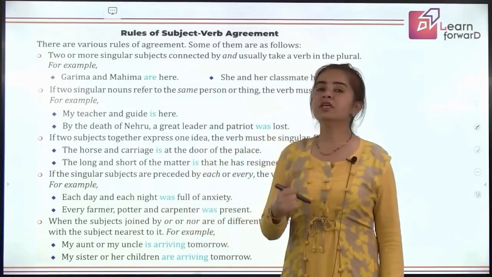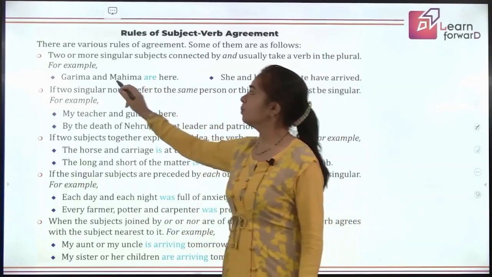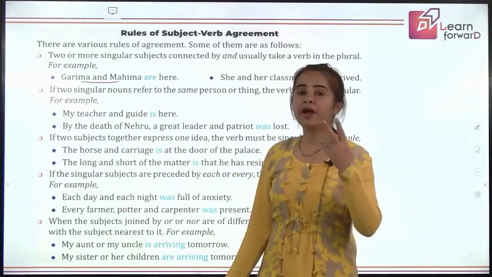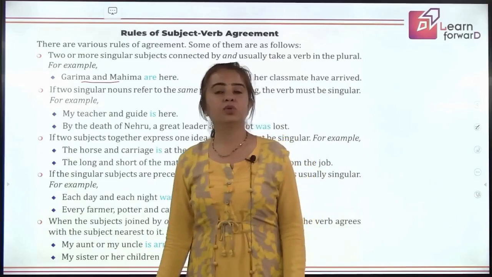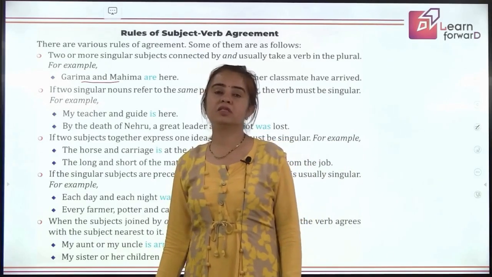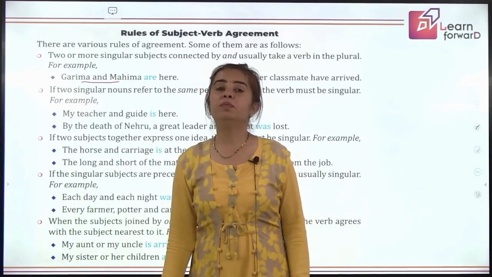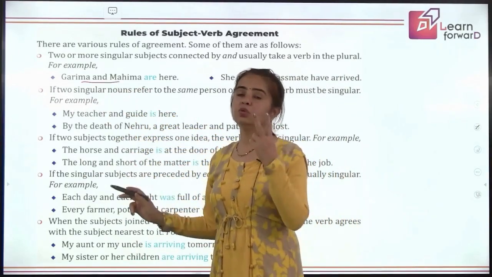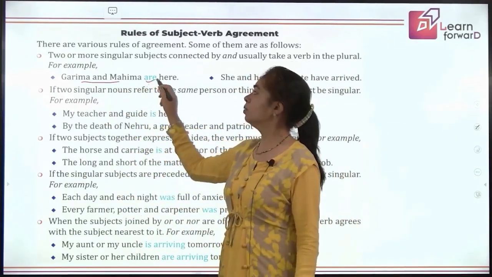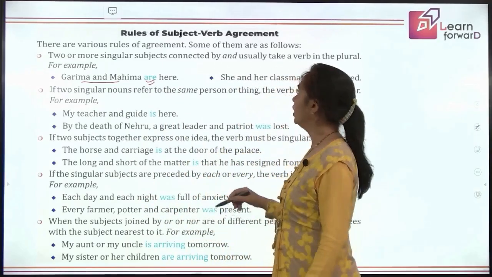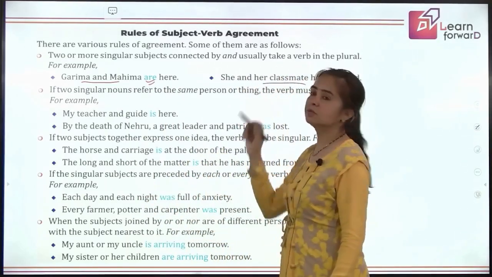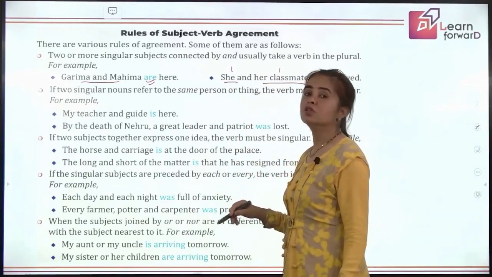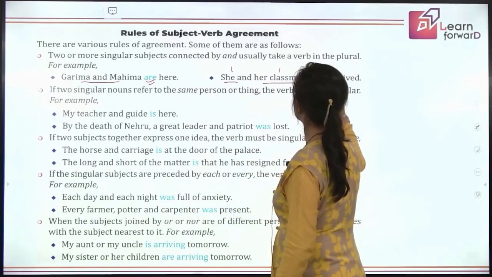So what are the rules for the subject verb agreement? The first rule is about use of and. Suppose we are talking about two words joined with and that are together making your subject in the sentence. So your verb will be plural, because this and this together, they are two, they are plural. So we are using the plural verb. Garima and Mahima are here. She and her classmate have arrived. Again, we are talking about two, one and one. They are two, so we are using the plural verb.